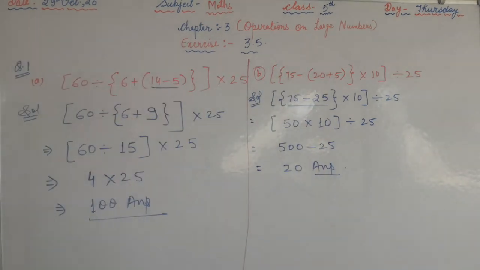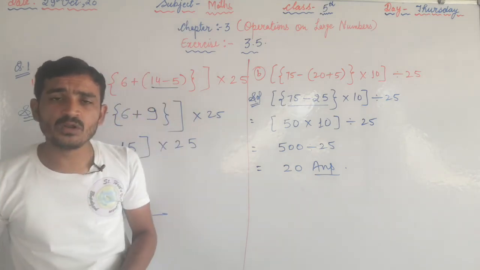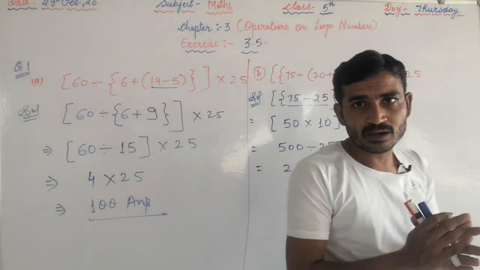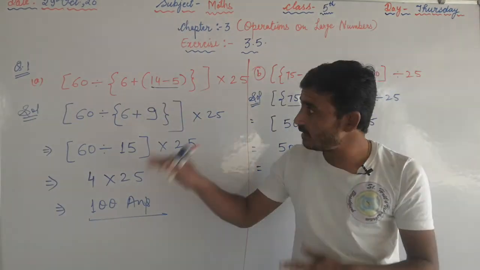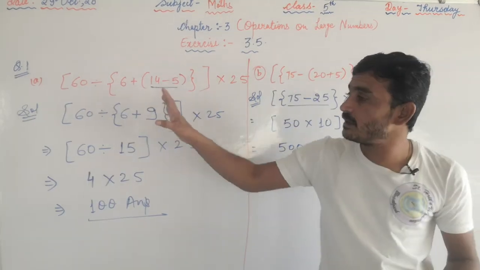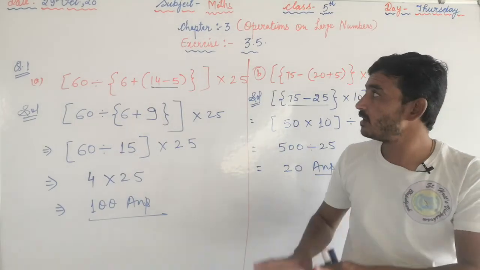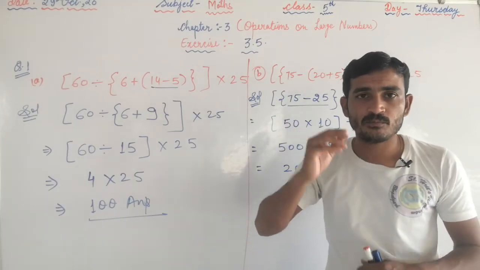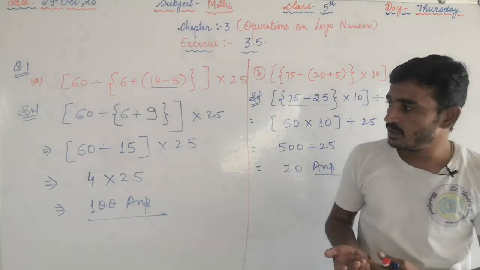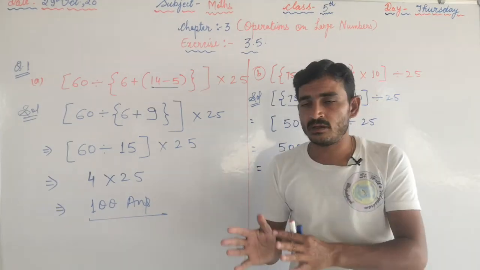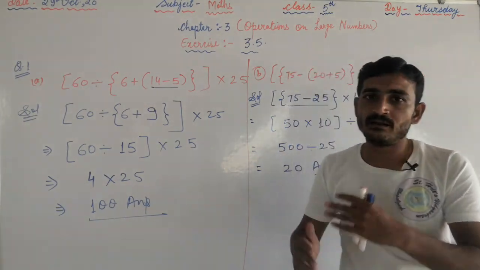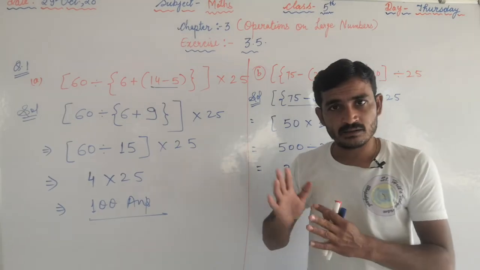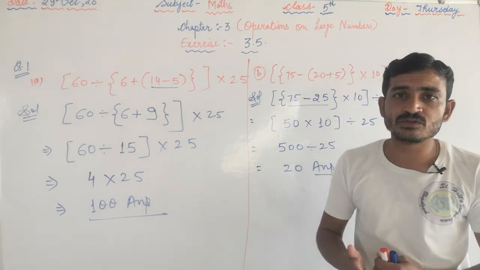Like this you have to solve the questions. In the remaining parts, try to solve the questions yourself. In the next lecture, we are going to discuss all the remaining questions from exercise 3.5. Before this, solve the questions in your rough notebook, and when I solve the next questions, tally your answers to see where you made mistakes.